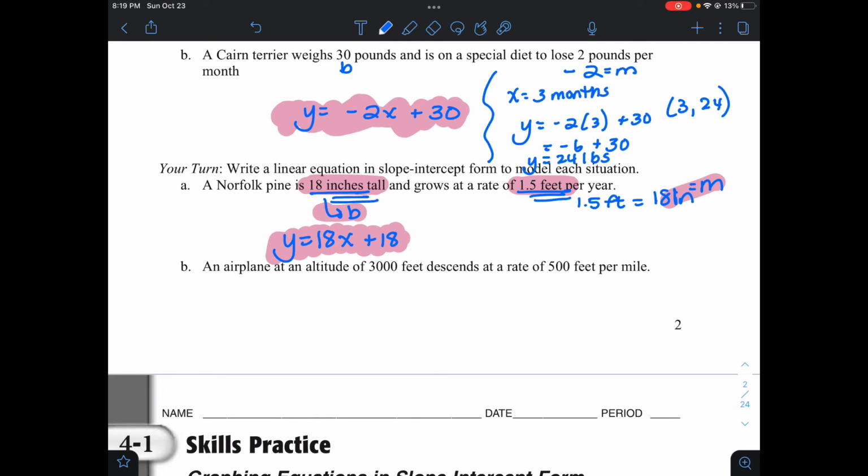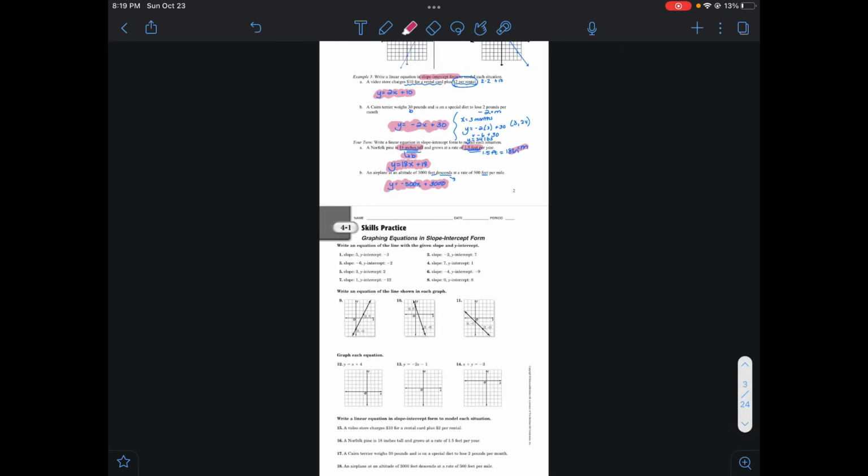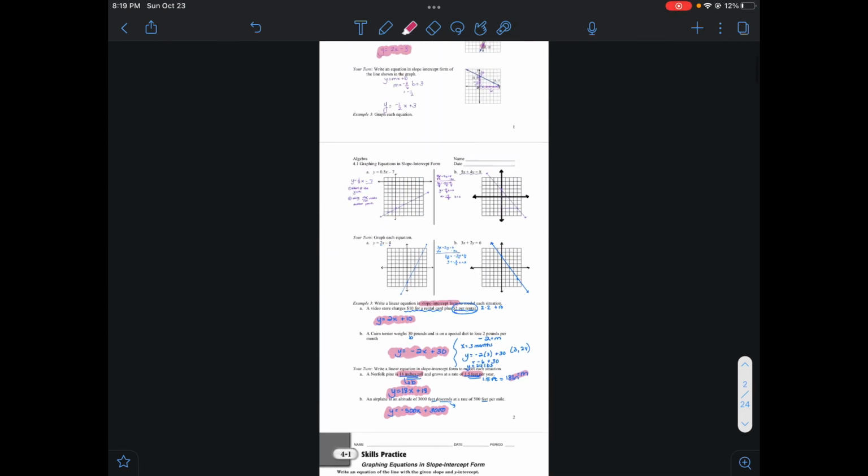Okay, last one here. An airplane's at an altitude of 3,000 feet descends, which means it's going down at a rate of 500 feet per mile. They're both in feet. We're good to go. So we're descending 500, so that's -500x plus 3,000. Okay, hopefully you guys got those right. But now you can go back to Schoology, check and see what your practice work is for the night, and get that done.